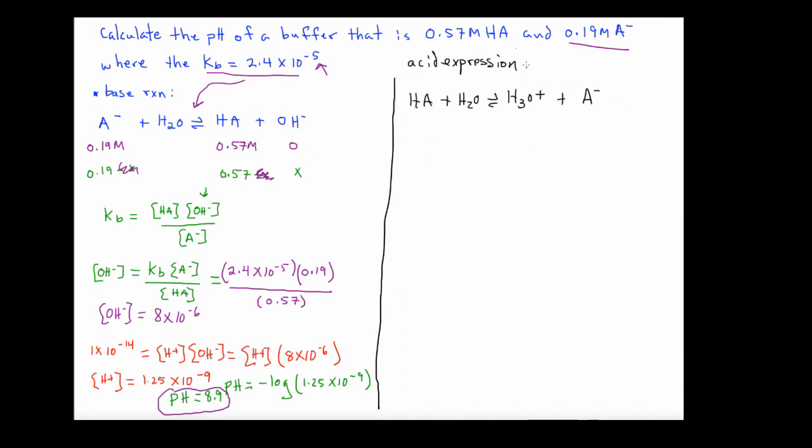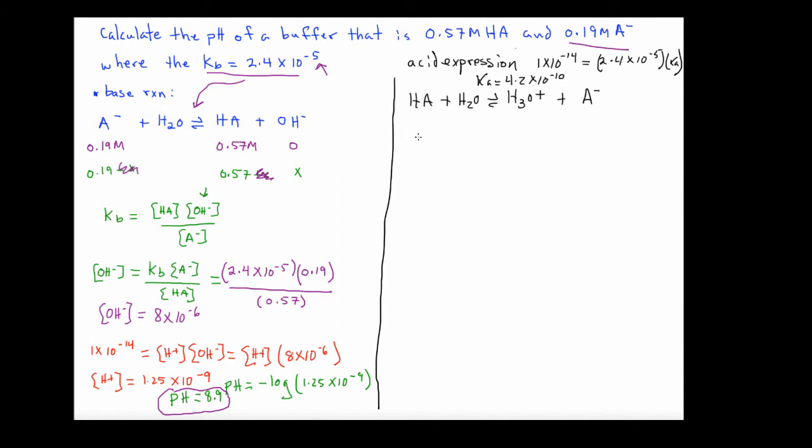You cannot use the Kb here. All right, so we need to find that. And the way we're going to do it is use the Kw expression. So we're going to have 1 times 10 to the minus 14th, which is equal to the Kb, 2.4 times 10 to the minus 5th, times the Ka. So the Ka for this solving is going to be 4.2 times 10 to the minus 10th.